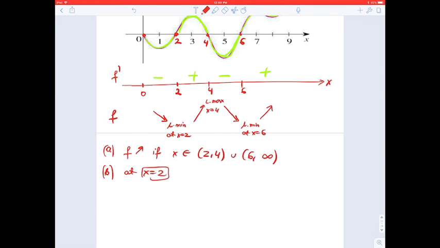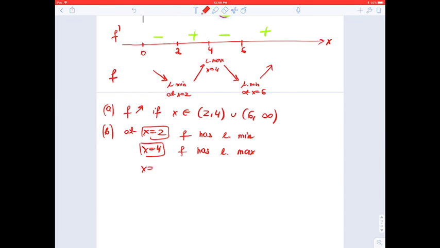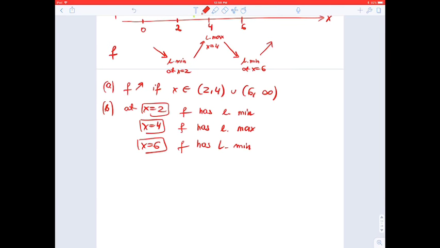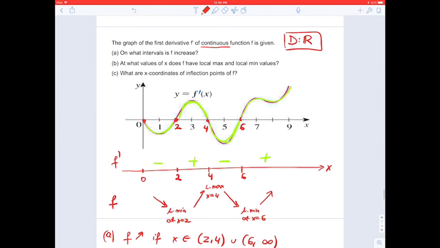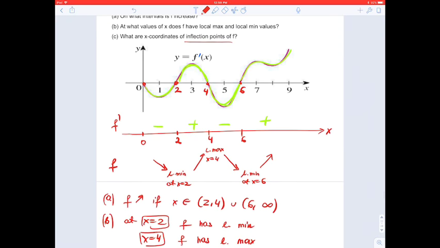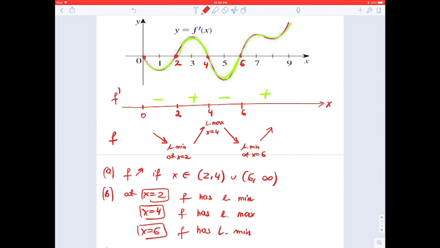At x equals 2, we are at the bottom, we can see the function has a local minimum value. At x equals 4, the function has a local maximum value, and at 6, again the bottom of the hill, I can say this way, the function has a local minimum value. Excellent.